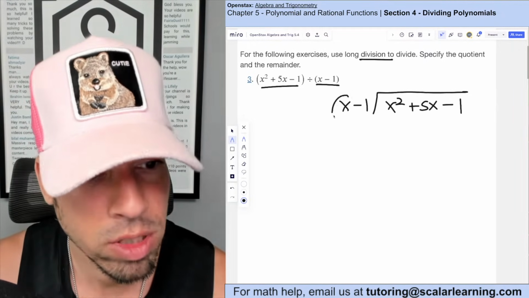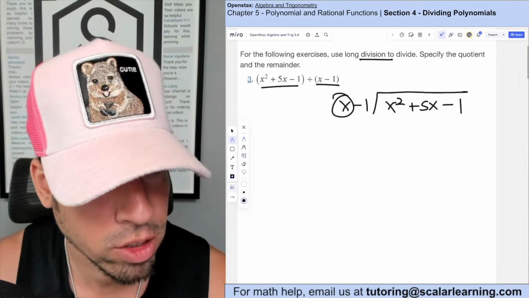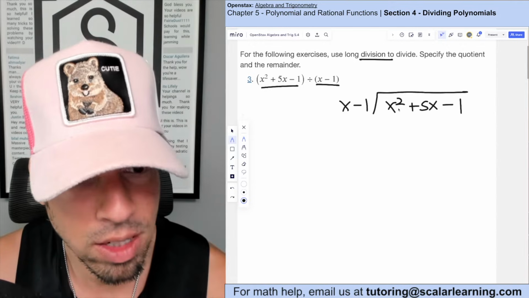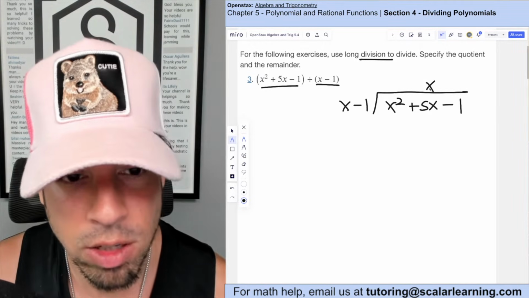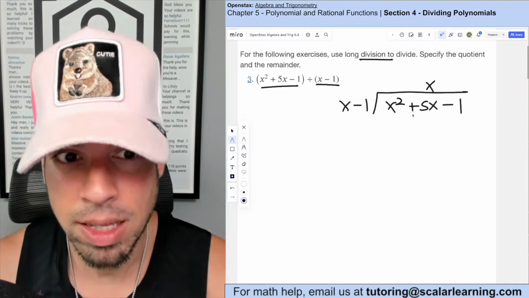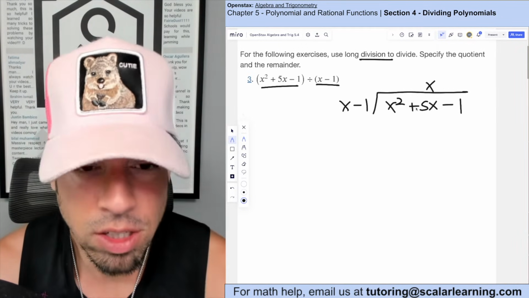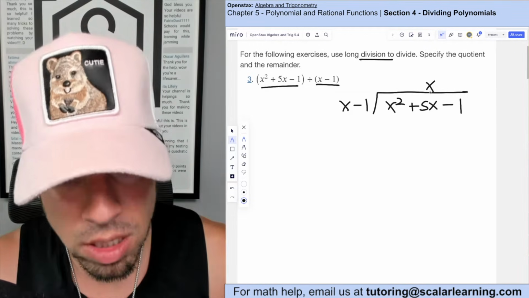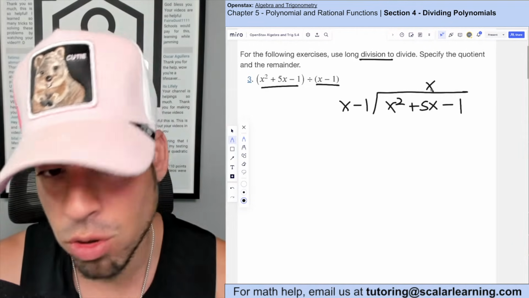So right now we're saying how many times does x go into x squared? And the answer is it goes in x times, right? X times x gives me x squared. So I'm going to throw an x up here. Now, I am putting it above the x, kind of keeping it lined up like that. This is not necessarily mandatory. You could put it up here, but this is how the book does it, and this is how a lot of teachers do it, so I'm going to do it the same way.